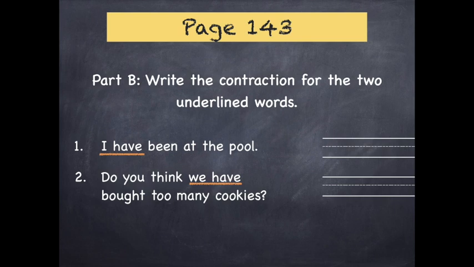Okay, let's check it out. Number 1, I have been at the pool. So remember, when we have the word have, we take away two letters. What two letters do we take away? Right, we take away the H and the A. Let's read the second one. Do you think we have bought too many cookies? That one also has have, so we know we take away again the H and the A.